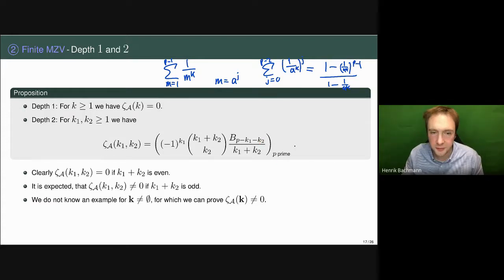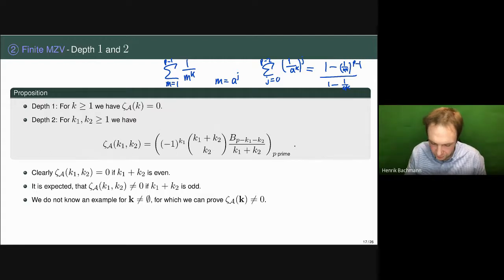And now you say, wait, what if k1 and k2 are big? Then I have the negative Bernoulli number here. But here again, we can use that we are calculating in this ring A. So we can assume that this p is big enough. So for a given k1 and k2, I can assume that this number here is actually positive, and therefore this Bernoulli number makes sense. And this is also not so hard to show.